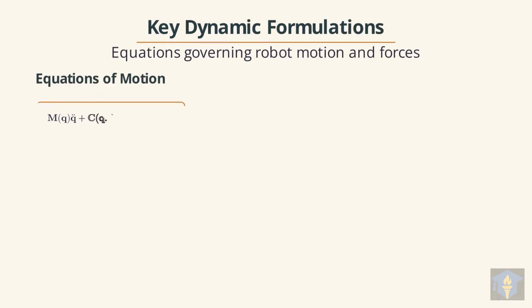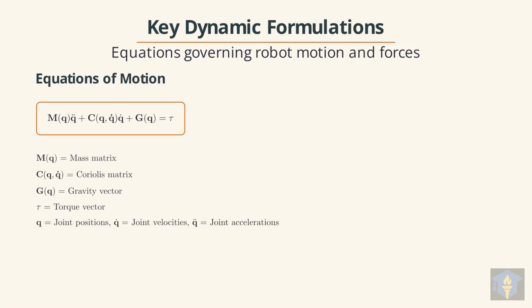Next, we have the fundamental equations of motion, describing how torques create robot movement. This equation describes robot motion, linking the mass matrix M, Coriolis C, and gravity G to the applied joint torques tau. M of q is the mass matrix, representing the robot's inertia, dependent on its joint positions q.